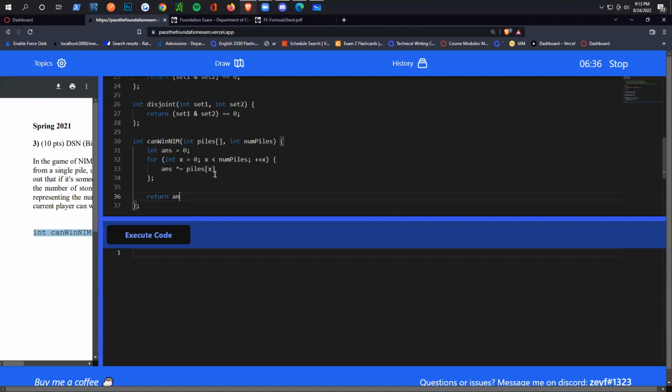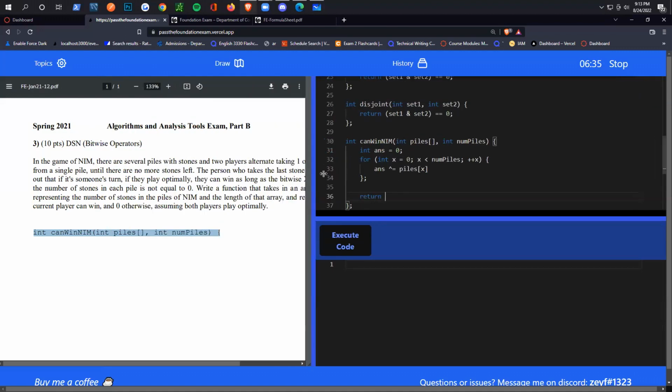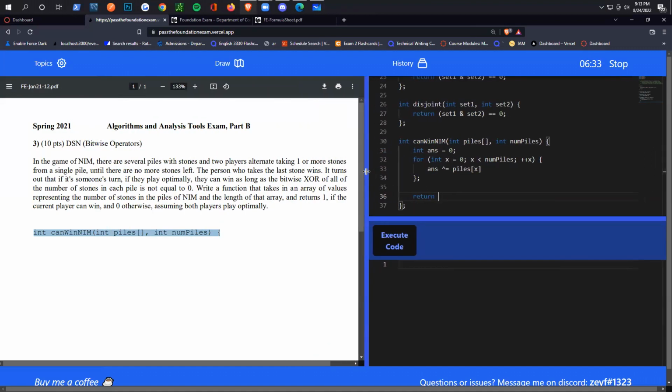And not answer. You have to check if it's not equal to 0. So after you take the bitwise XOR of the number of stones in each pile, if it's not equal to 0, then somebody can win the game playing optimally. So return answer is not equal to 0. And that is literally it. That's a 10-point question right there.